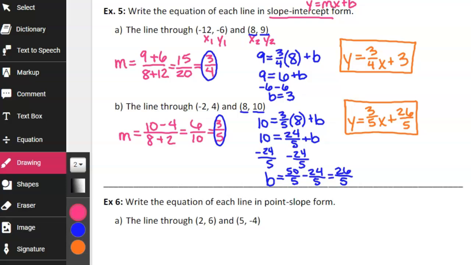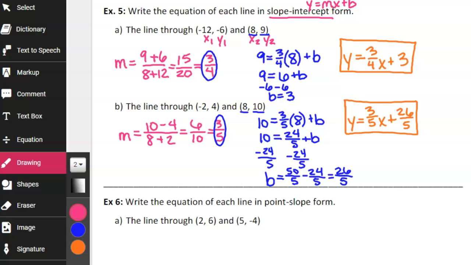Getting the slope was probably the easy part. 3/5 is your slope. When you substitute your slope and the x and y value from a point into slope-intercept form and you solve, you're going to end up having to do some fraction work. So the first fraction work that you have to do is 3/5 times 8. 3/5 times 8 means 3 times 8 on the top, and 5 is your denominator. So 3 times 8 is 24. That makes 24/5.